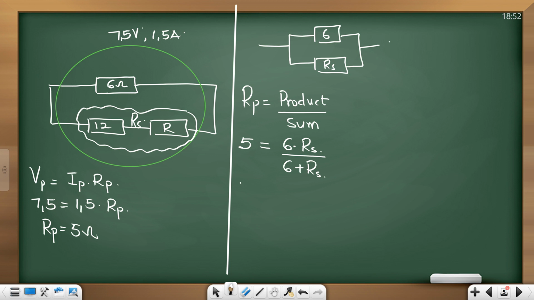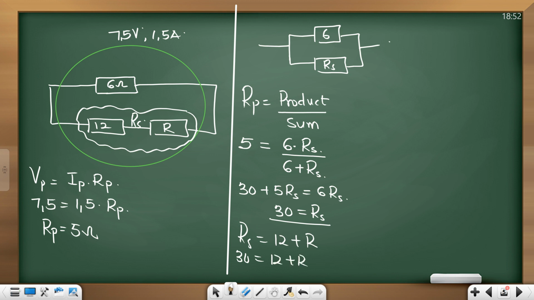5 times 6 will give us what? 5RS equals to what? 30 becomes what? The sum of the series. Go back to my series now. My RS is actually 12 plus R. 30 equals to what? 12.